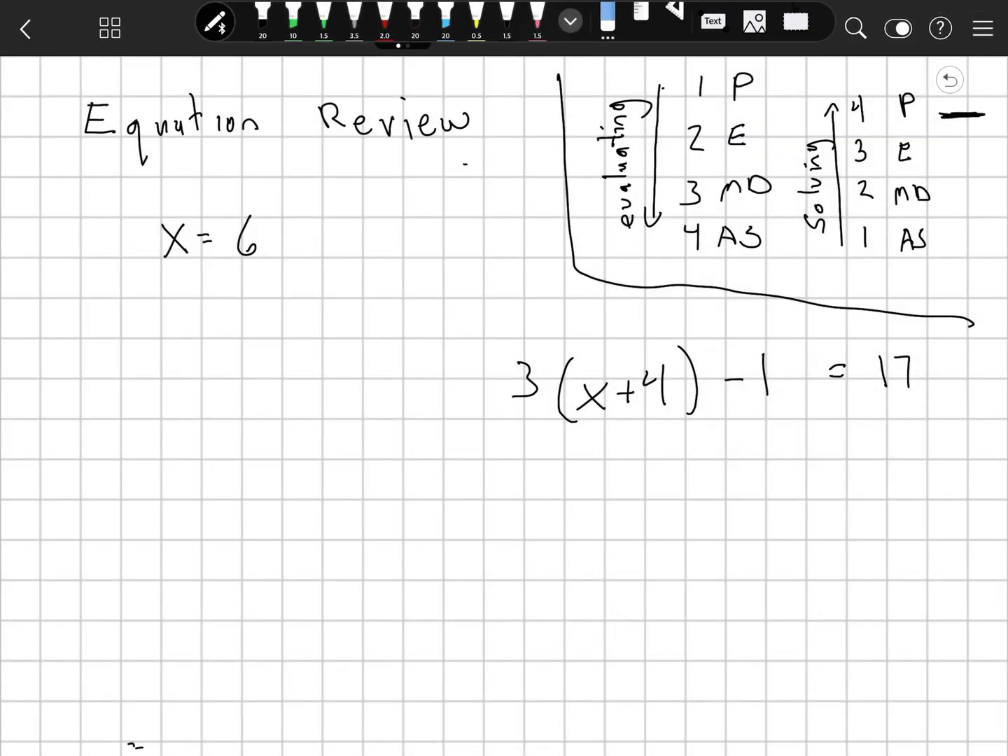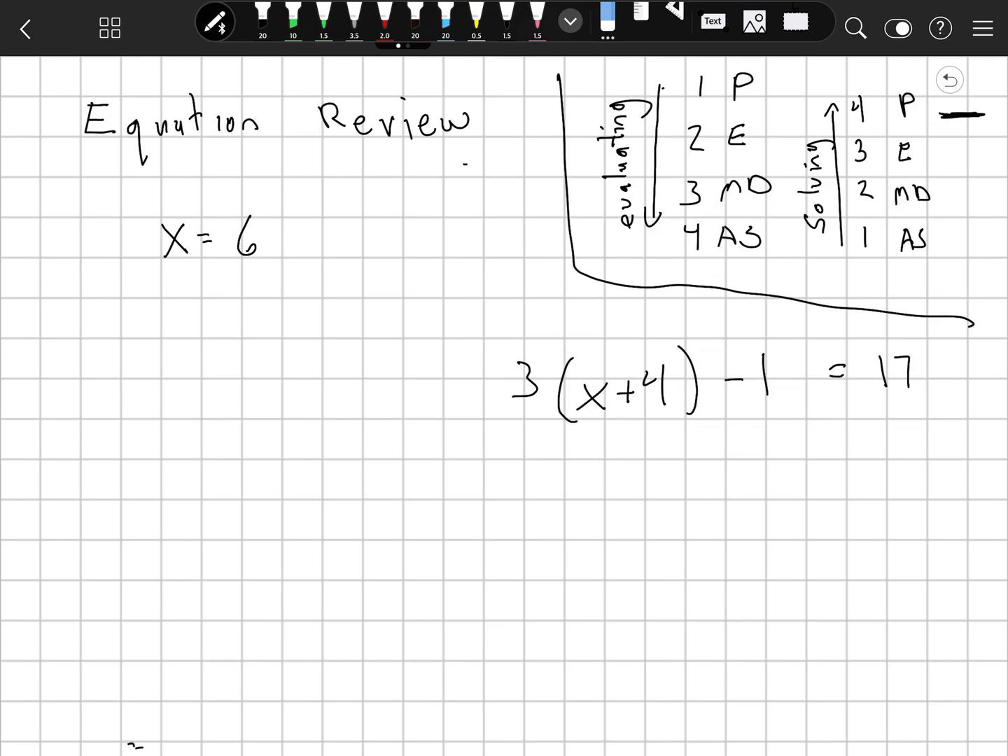I wanted to do an equation review with you. This will be helpful to the rest of the unit when you're doing literal equations and formulas, and when you're doing inequalities. There are some big concepts that flow throughout this unit. So hopefully this will help you get started with that.